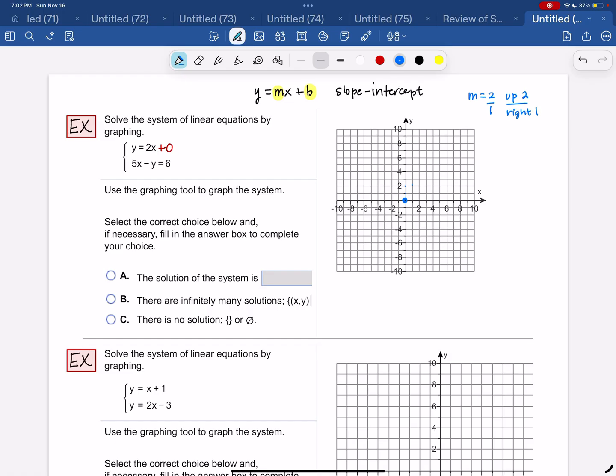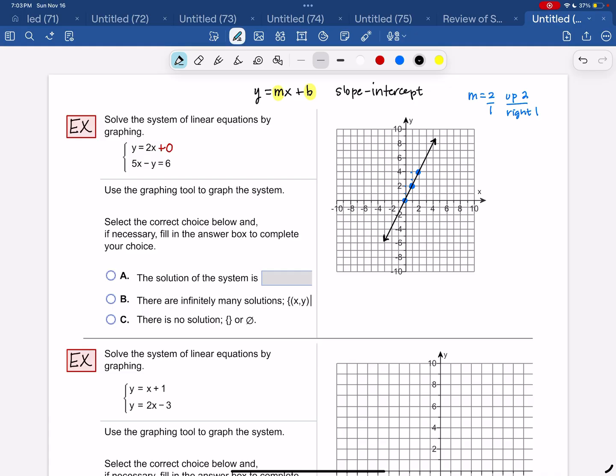So up 2 to the right 1, up 2 to the right 1, and you'll only need 2 points in my math lab. And I will draw my line through my points. Use a straight edge if you have one. And of course, my math lab lines them up nicely for you.